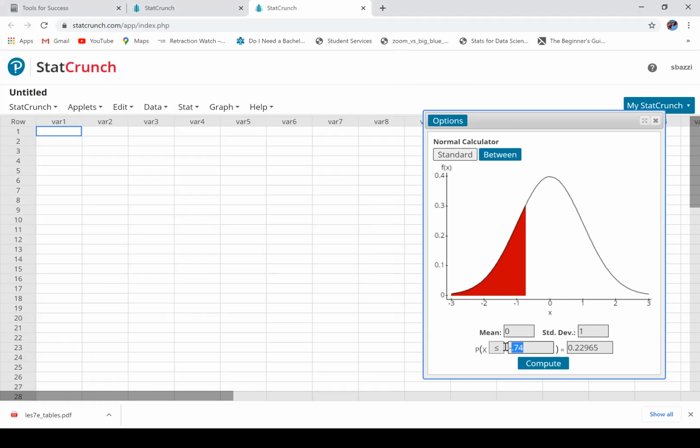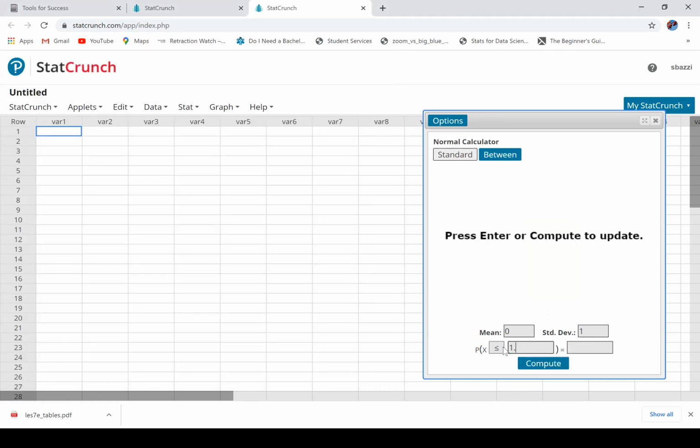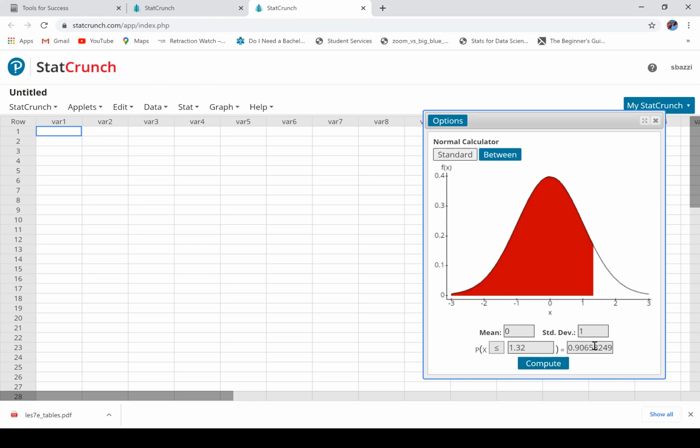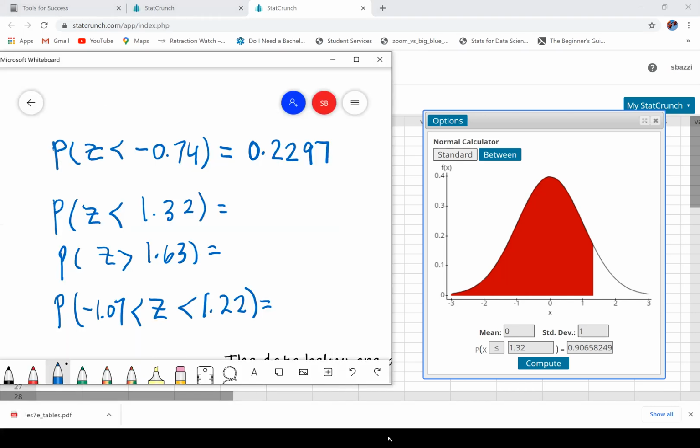Watch, guys. Just put 1.32, compute. And look, this is the area. It shades the area. Now, probably you ask me, where is the z? Once you put the mean 0 and the standard deviation 1, the x becomes a z. We're talking about z-scores here, but I cannot change it. This is how the program is. So that's 0.9066. So let me just write this.